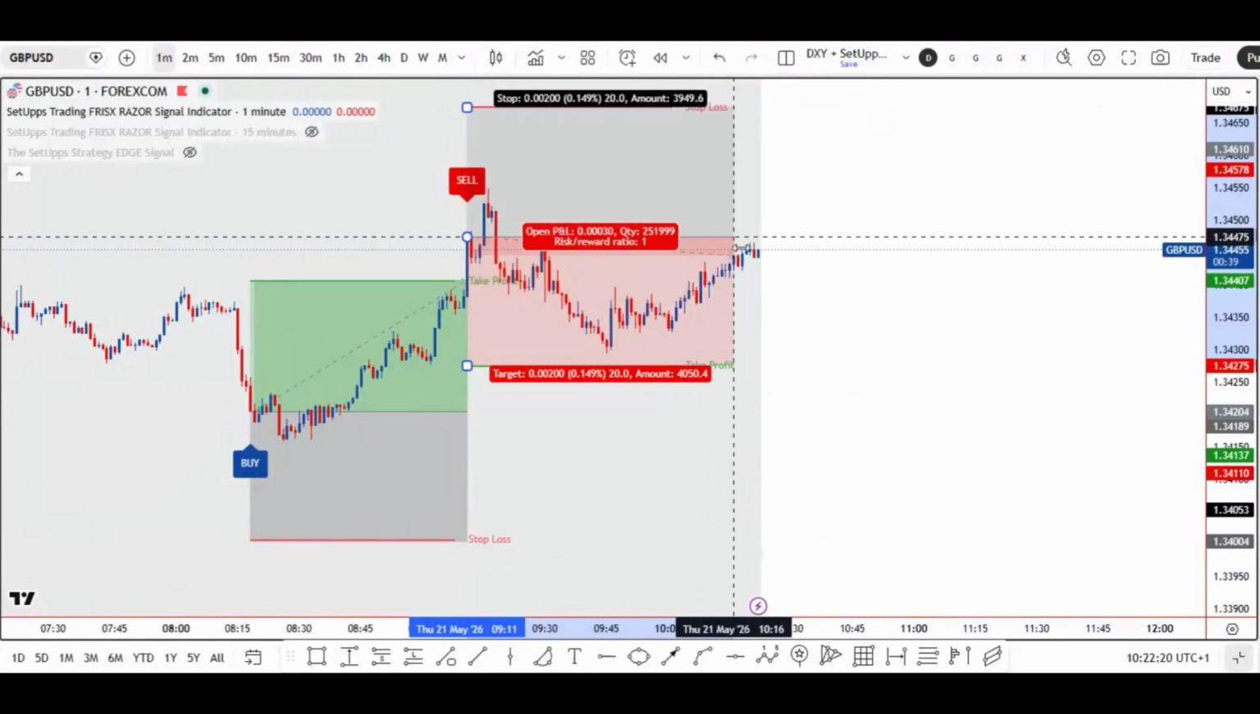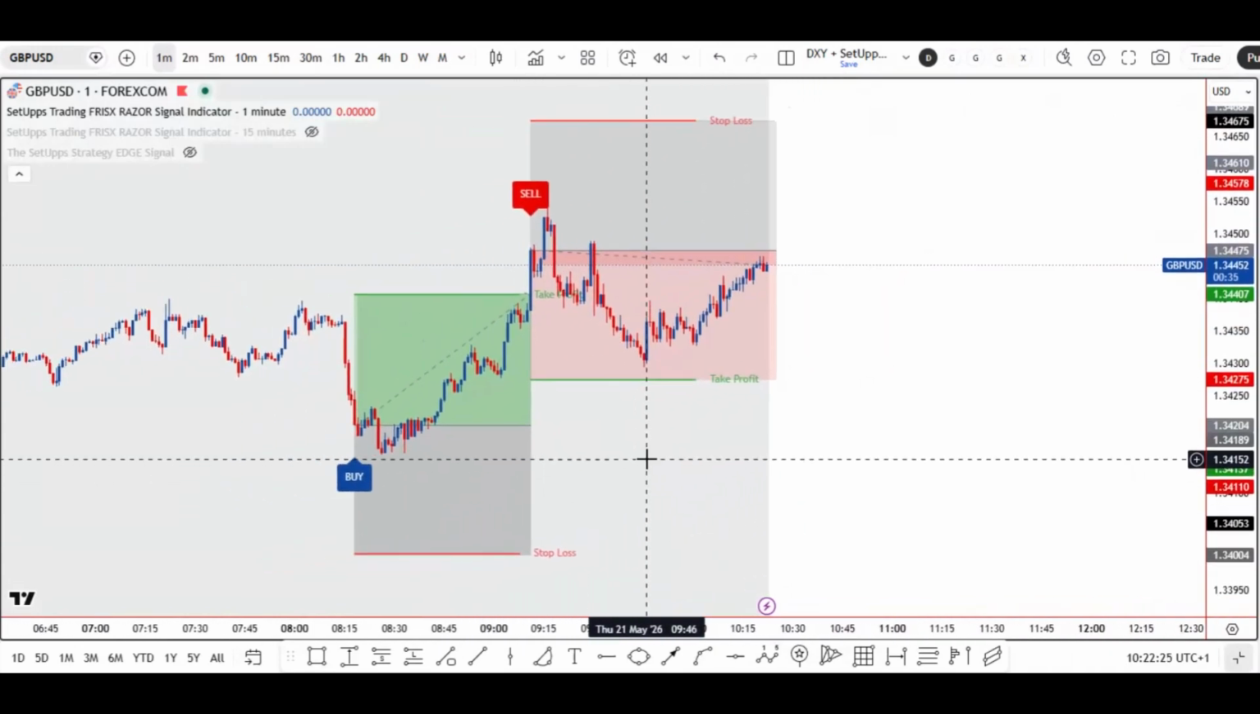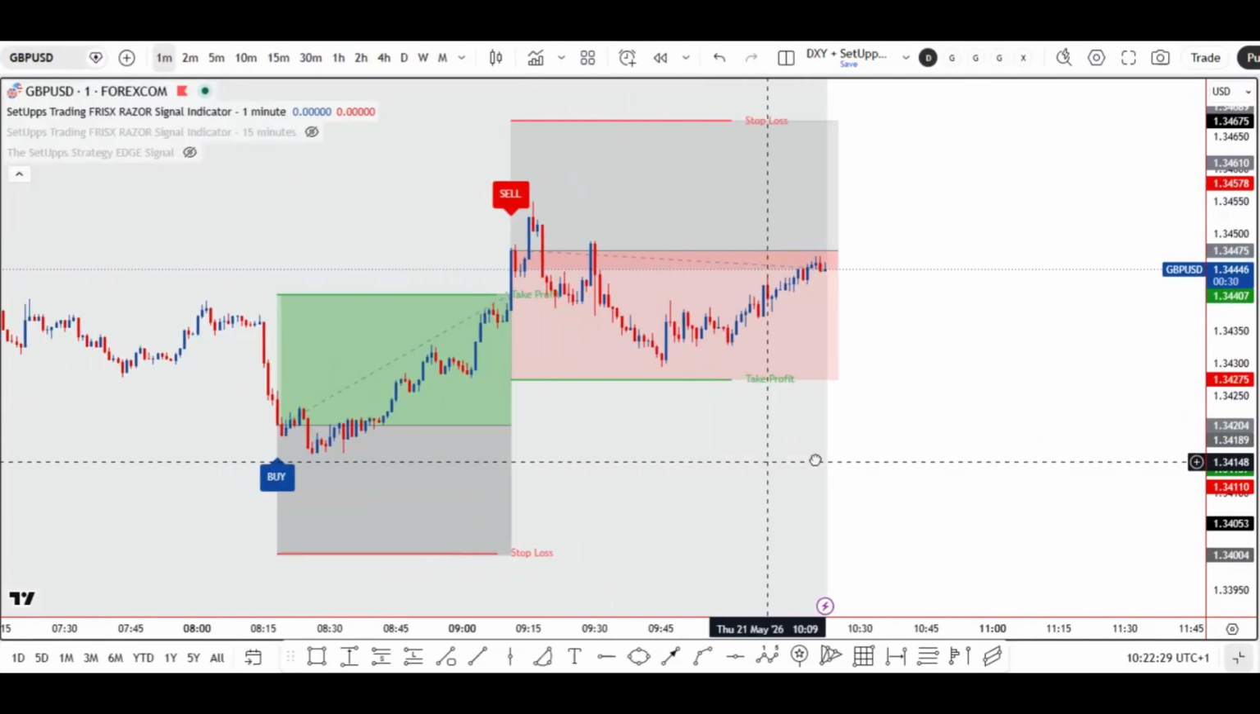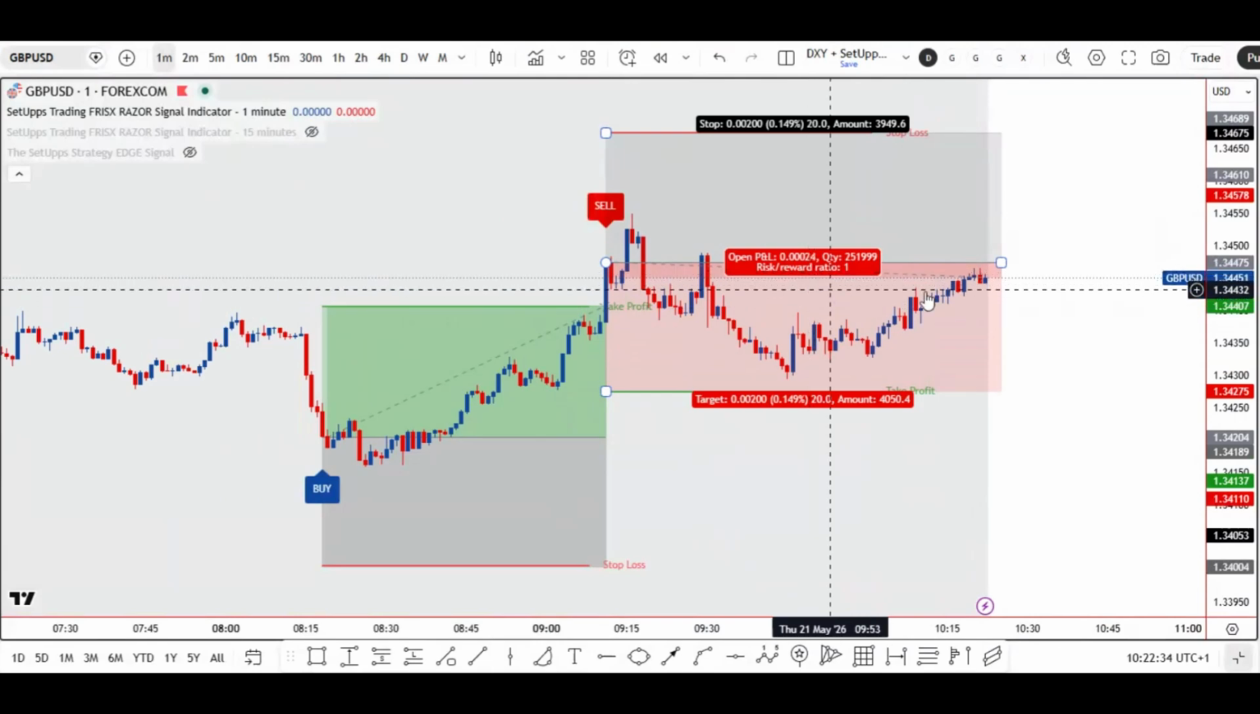So as you can see, it's set. Now, this is what I'm going to teach you guys now. This is risk management and how I set my trades. As you can tell, we are currently in the sell. That is currently in profit.